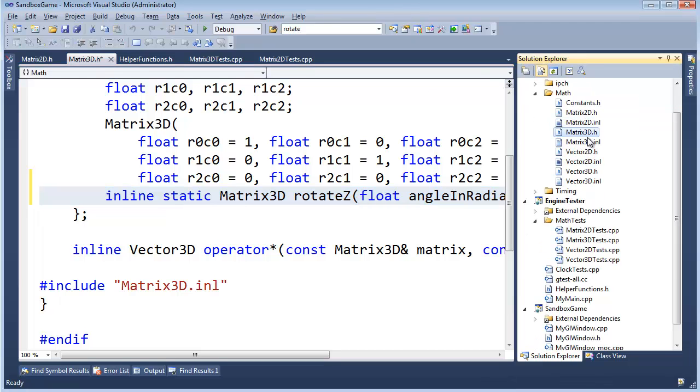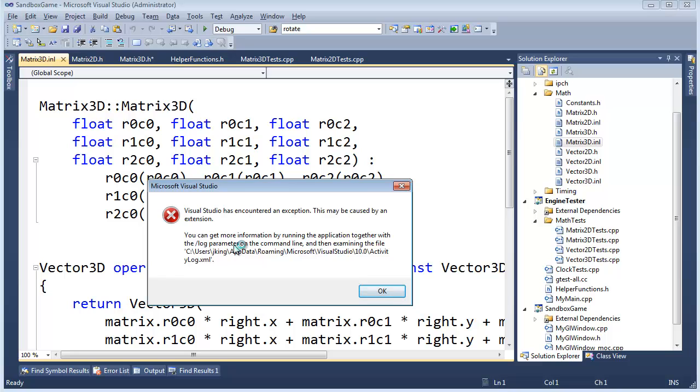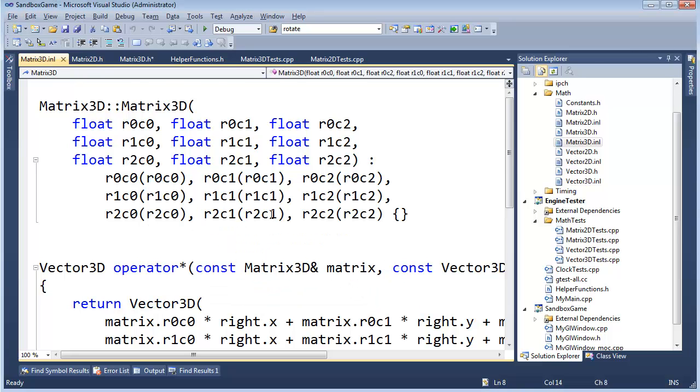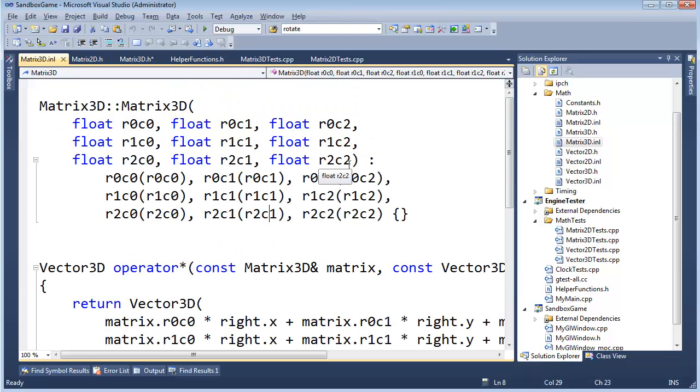Let's go over to Solution Explorer and write the implementation. Visual Studio has encountered an exception. This may be caused by an extension. Okay, whatever. Hopefully you still work and I don't have to restart you, at least not until the next video.